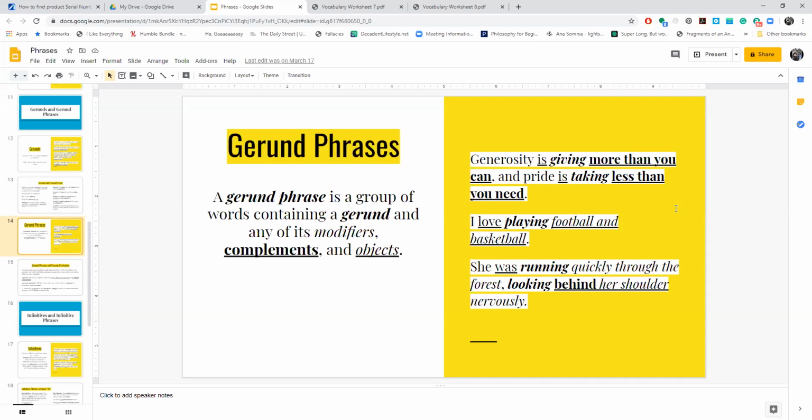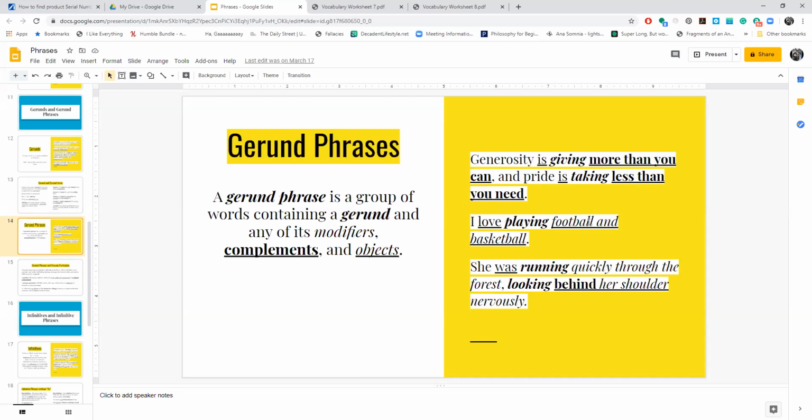than you need. So here in this first sentence, generosity is the subject. It is a thing. Is the main verb. And the whole gerund phrase, giving more than you can. More than you can is a subject complement to the gerund giving. It is telling you what it is that you are giving. And then the next part, pride is another subject. Is another verb. Taking less than you need. So taking, again, is the gerund, and the complement, it's telling you what it is that you are taking. Less than you need is the complement to taking.